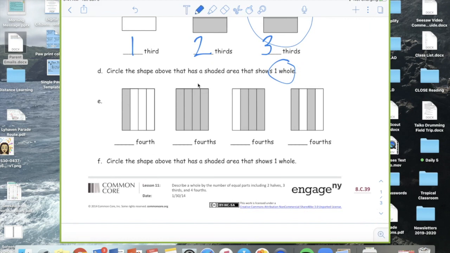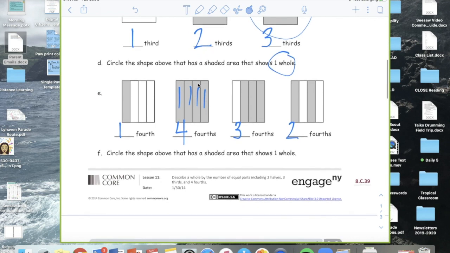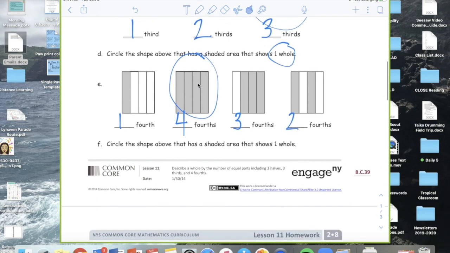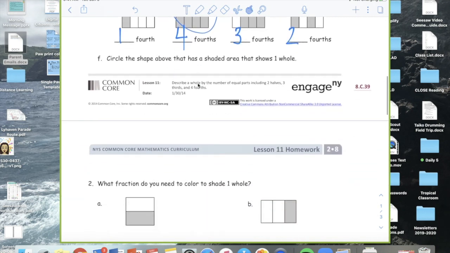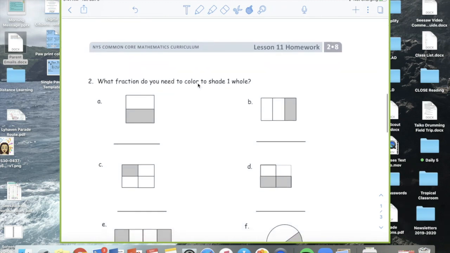Question E, you're just going to, once again, identify the parts that are shaded. This is 1/4, 4/4 because we see that there are 4 parts shaded, 3 parts, and 2 parts. Okay? Now, circle the shape above that has a shaded area that shows 1 whole. Once again, it is this shape because it has the whole thing that is shaded. So remember, you're working with 1 whole today, focusing on 1 whole.